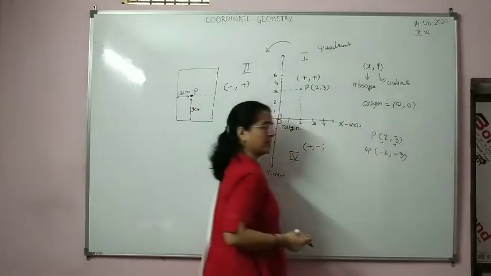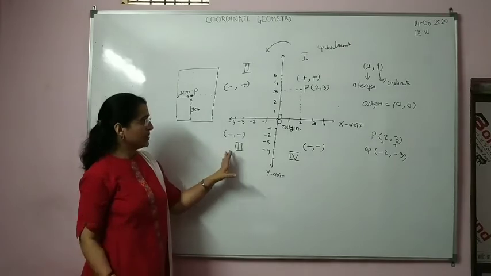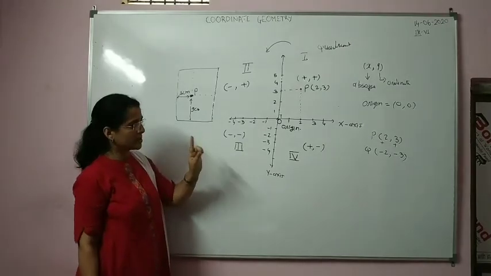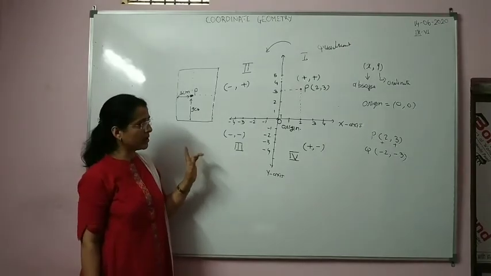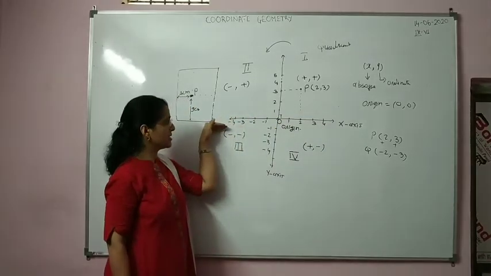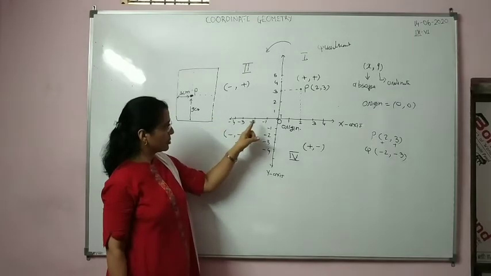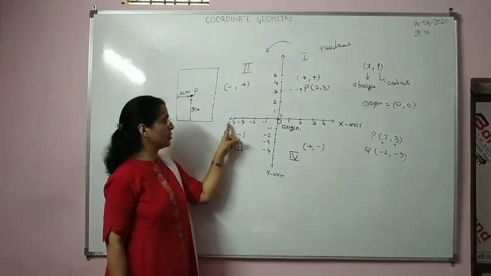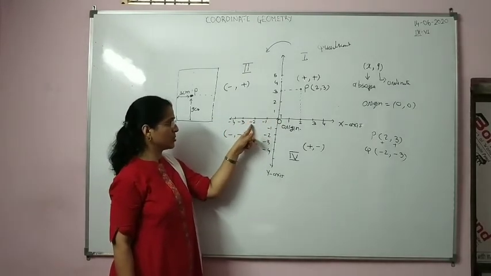In this way, to locate a point, suppose my point is Q whose coordinate is (-2, -3). So plot the point (-2, -3). First you will check -2 along the x-axis. This horizontal line is called the x-axis. Along the x-axis, I will go towards the left of the point 0. So this is the point -2.